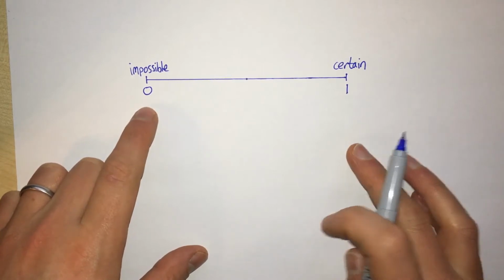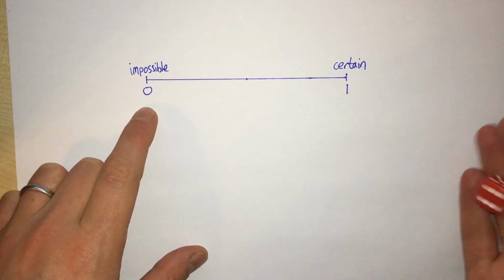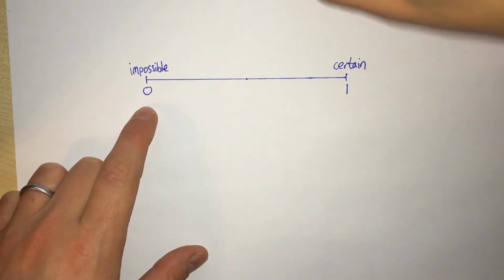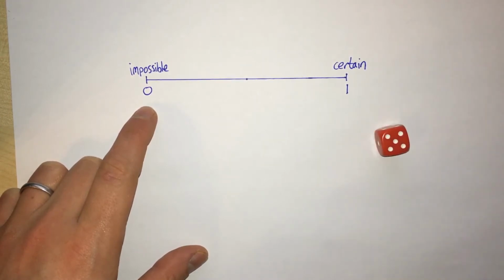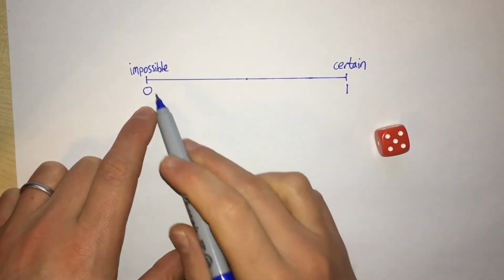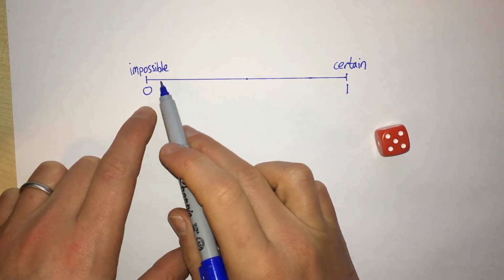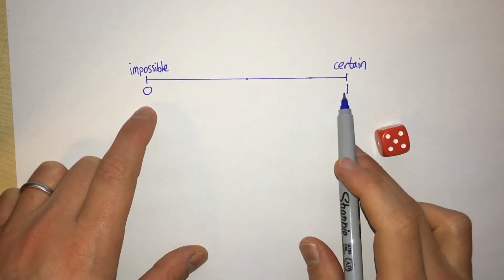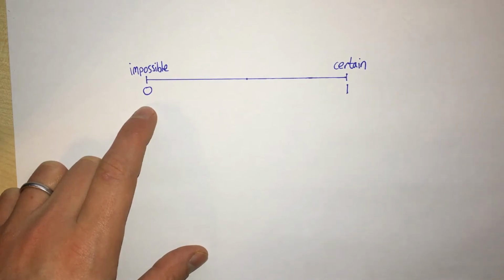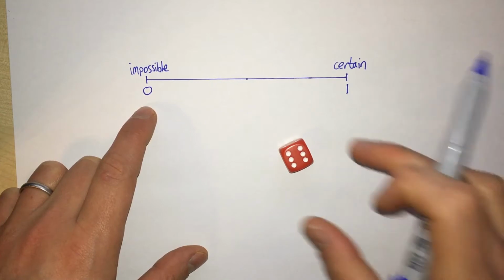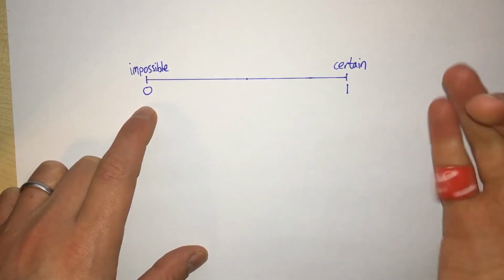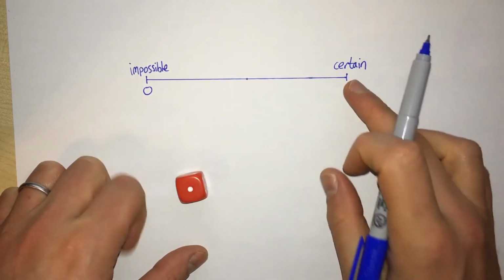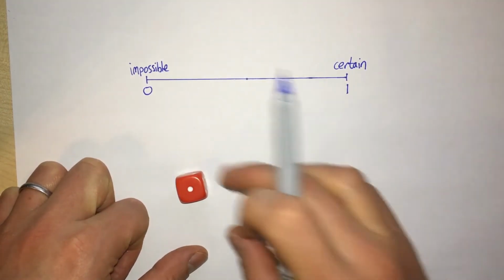If there is absolutely no chance of something happening, for example, if I roll a dice, what's the probability that it lands on a 7? Well, there's 0 chance of that occurring. So we use the word impossible to describe that. At the other end of the scale, if we're absolutely sure that it's going to happen, we use the word certain. For example, if I roll a dice, what's the chance of me getting a number less than 7? Well, all the numbers on a dice are less than 7, so it's certain.